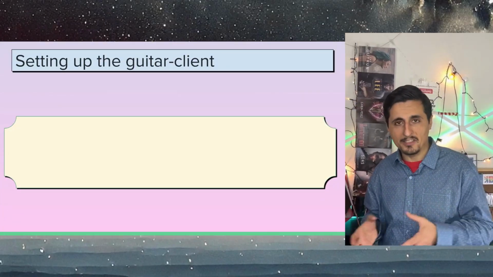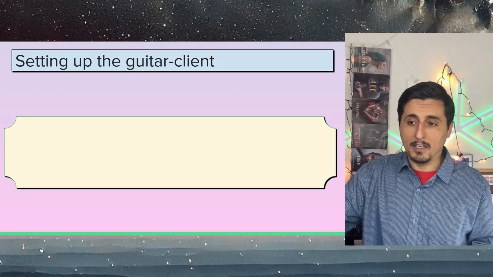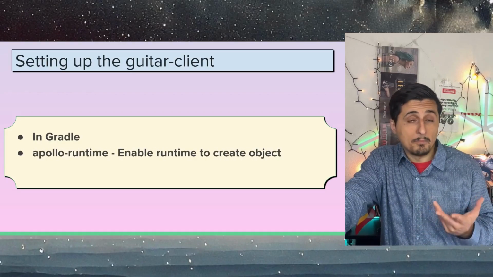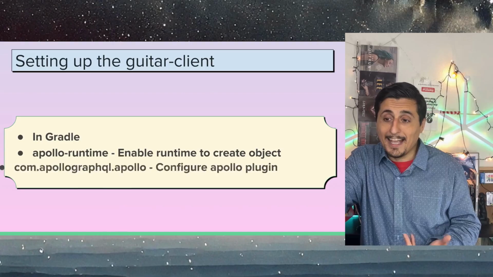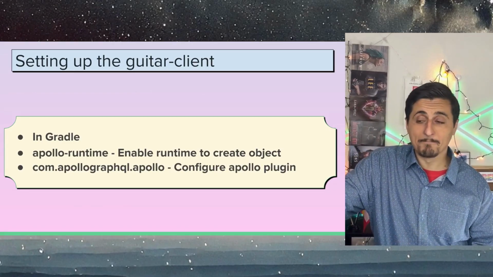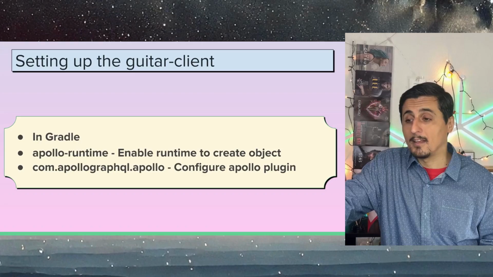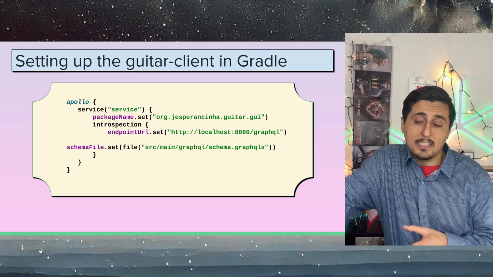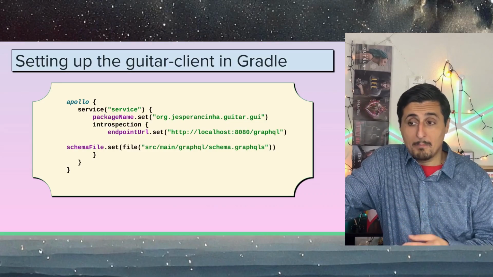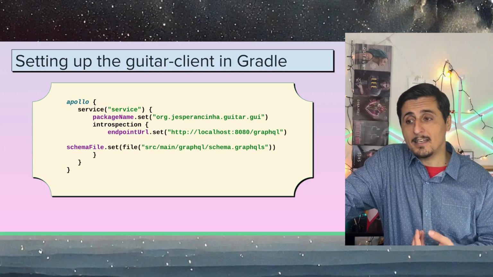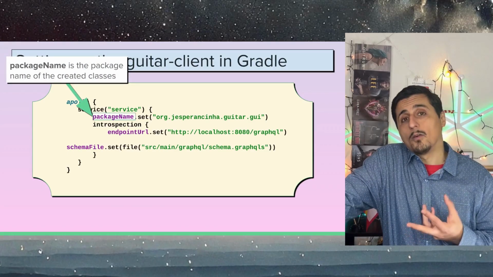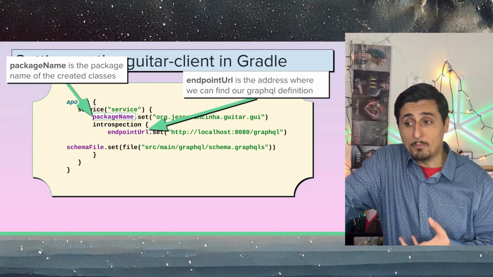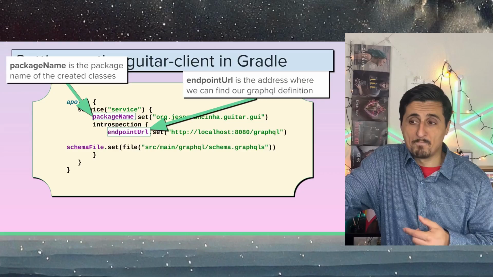Then we need to set up our guitar client. The guitar client basically needs to be in Gradle. It needs the Apollo runtime dependency, and it needs to have its Apollo plugin configured. It's really simple. And here we can see how simple that actually is. We can see that we define the Apollo configuration by giving a name to our service and then setting up the package name where our objects are going to be generated after introspection to the endpoint URL that we give over here.